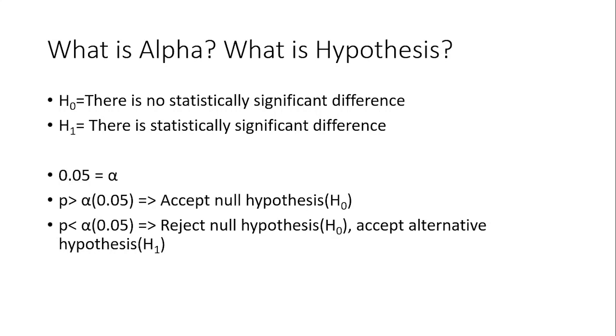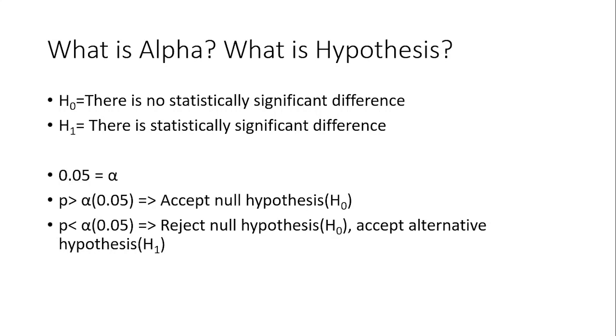So what is a null hypothesis? In a null hypothesis, you say there's no statistically significant difference. That was hard to say. No statistically significant difference. And in an alternative hypothesis, you would say there is a statistically significant difference. So exact opposite.